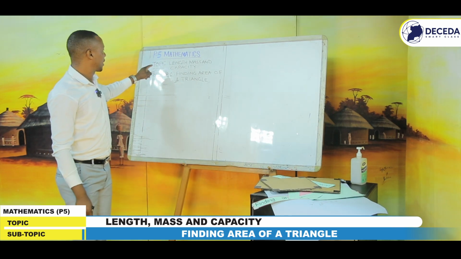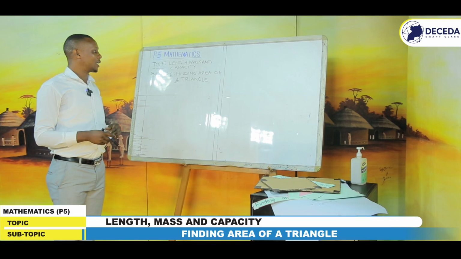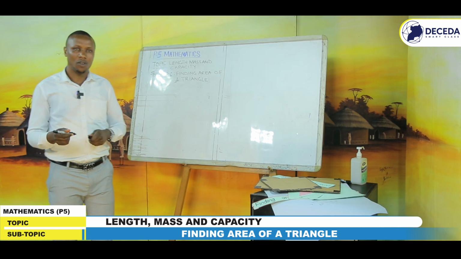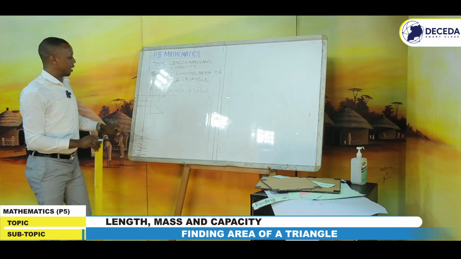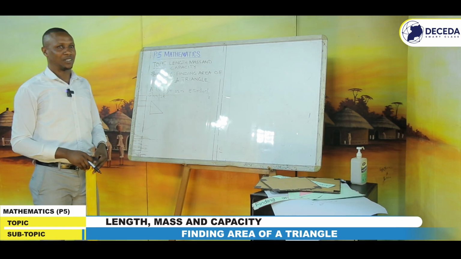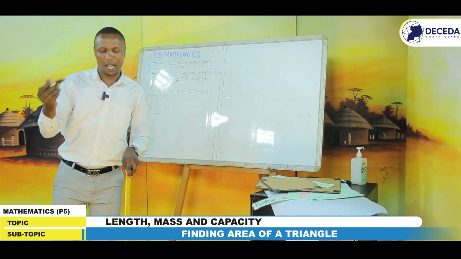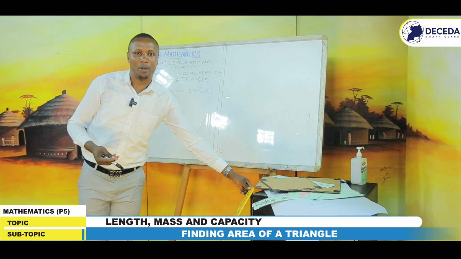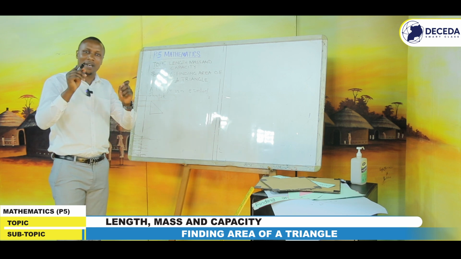We are looking at a topic as length, mass, and capacity, and a subtopic, we are looking at finding area of a triangle. A triangle is a three-sided shape. As I illustrate the shape of a triangle, triangles have many kinds. We have the scalene triangles, we have the isosceles triangles, but specifically, if we are to look at finding area of a triangle, we are looking at a triangle which has a right angle.